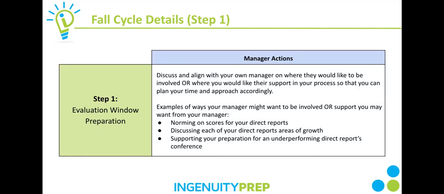As a manager, your action here is to align with your own manager before you dive into evaluations. Where do they want to be looped in? Where might you need their support? They might want to calibrate on scores, talk through staff growth areas, or help you to strategize for conferences with underperformers. The goal of this step is to make a plan for your manager's involvement, avoiding surprises later by planning your time and approach now.